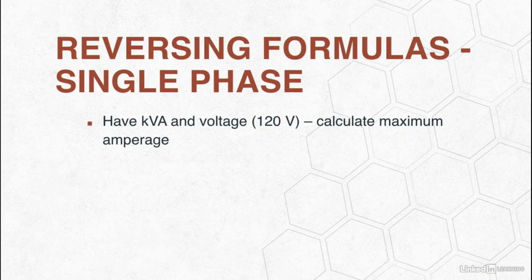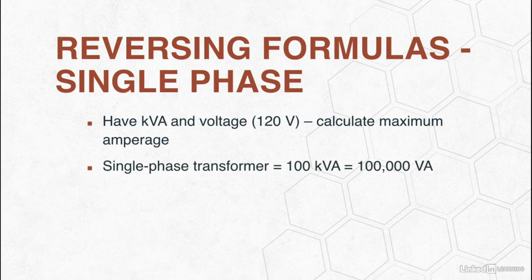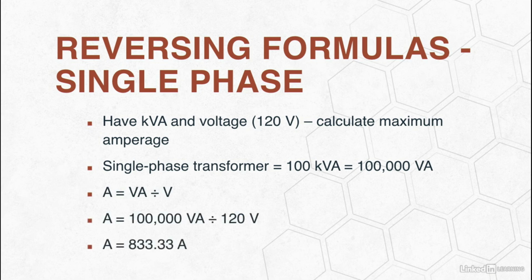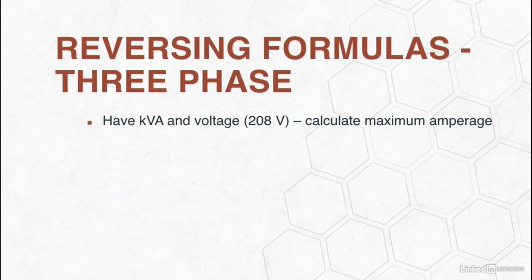If you already have the kVA rating and voltage, you could figure out the maximum amperage like this. For a 100 kVA single-phase transformer, we know that 100 kVA is equal to 100,000 VA because K stands for 1,000. VA is the volt-amps, so then we divide. 100,000 divided by 120 equals 833.33 amps.